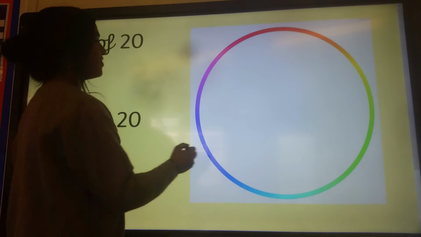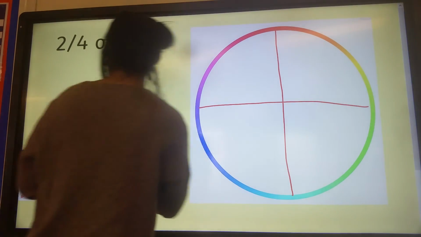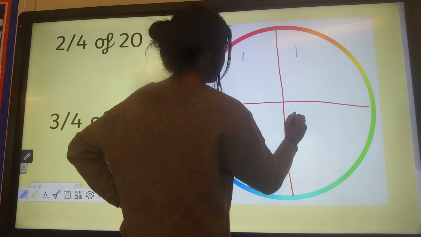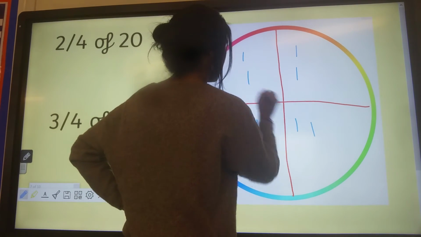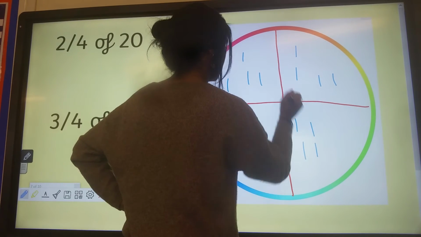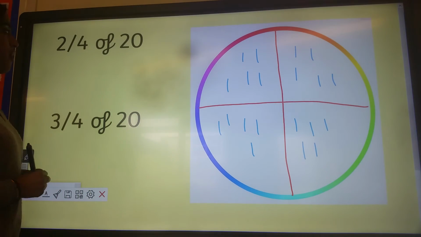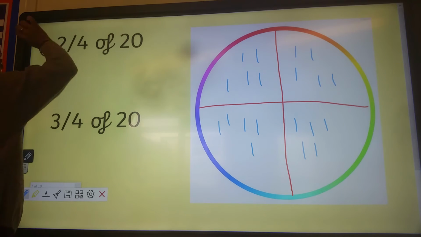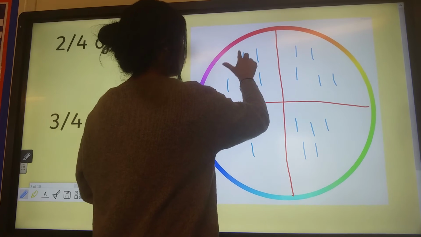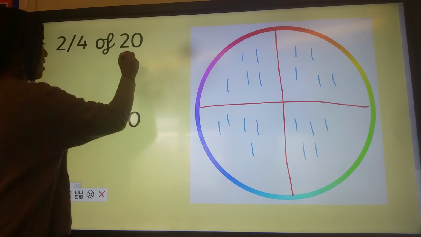Are we ready? Let's have a look. So I'm going to divide my circle into 4 equal parts, and then I'm going to count up to 20. 1, 2, 3, 4, 5, 6, 7, 8, 9, 10, 11, 12, 13, 14, 15, 16, 17, 18, 19, 20. I now need to find the answer to the first question. 2 quarters of 20. So I need to count 2 quarters. 1, 2, 3, 4, 5, 6, 7, 8, 9, 10. So the answer is going to be 10.